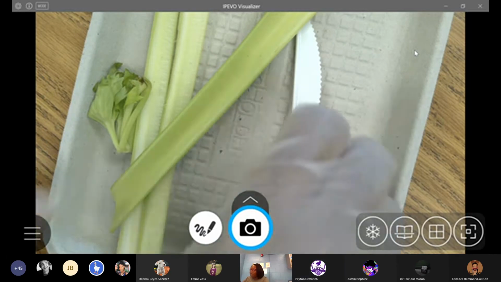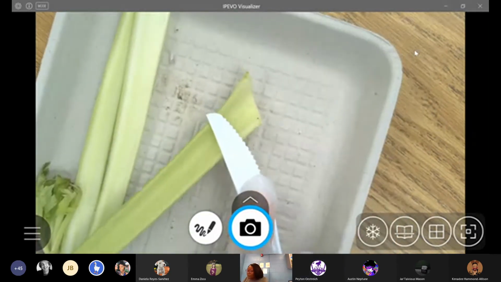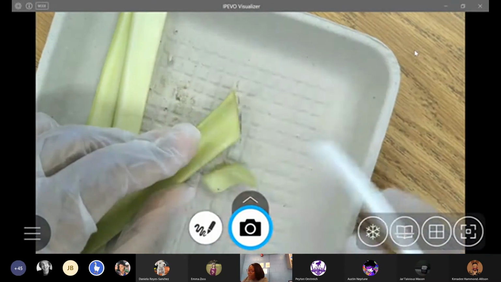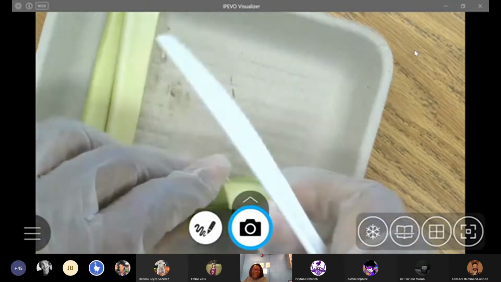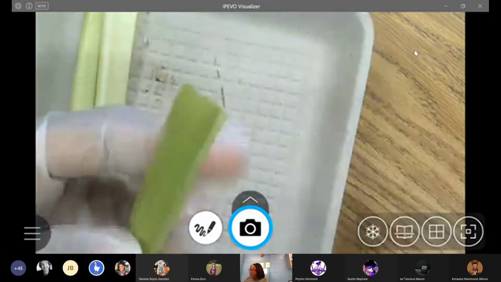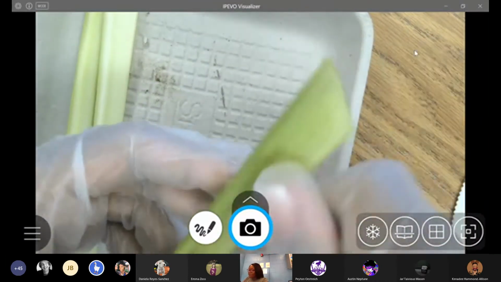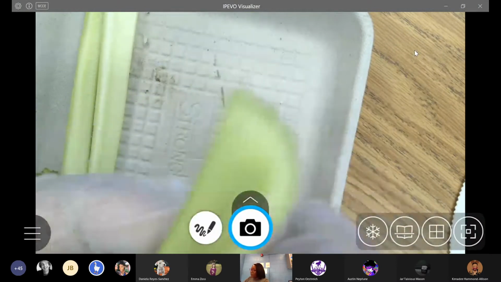Yes, ma'am. Okay, so when we're looking here at our celery stalk, I'm going to cut off a little piece of it. I didn't wash the celery, so you'll see all the soil and stuff in it. Your mom and dad usually wash it before you eat it. So any of the black specks you see there are just because Ms. Neville didn't wash the celery stalk.